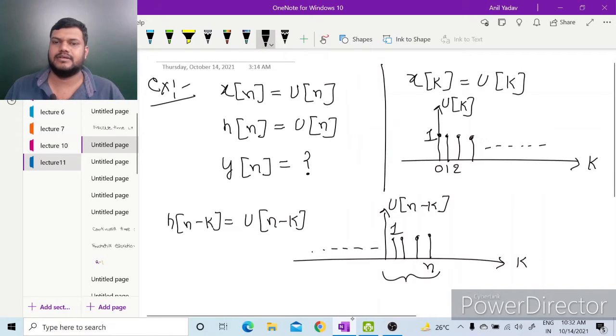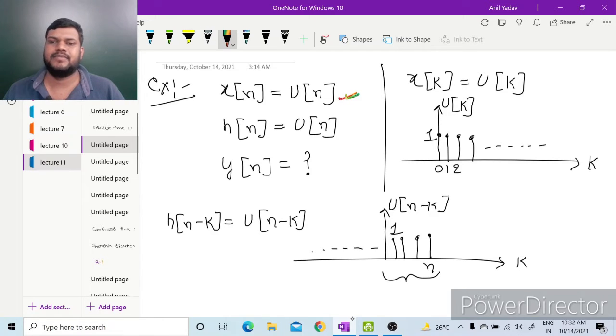So let us see one example of a discrete time LTI system. Let us say the input x[n] is given as u[n], and the impulse response of the discrete time LTI system is also given as u[n]. Then we have to find y[n]. As we know, y[n] will be x[n] convolved with h[n], because this is a discrete time LTI system and we know its impulse response. So the output will be the convolution of input and impulse response.